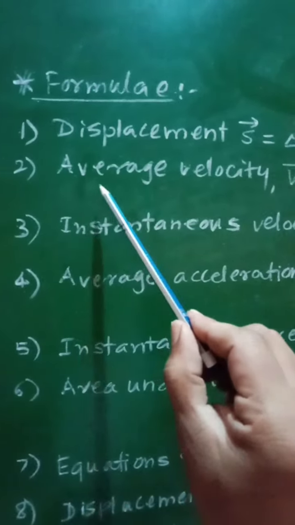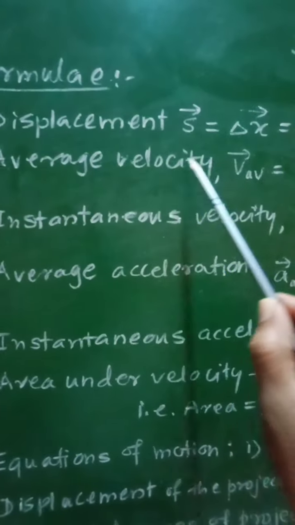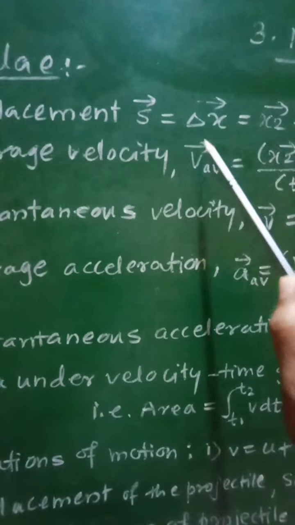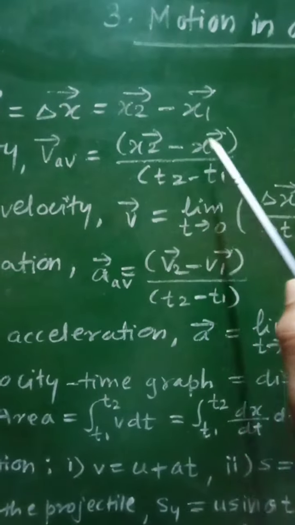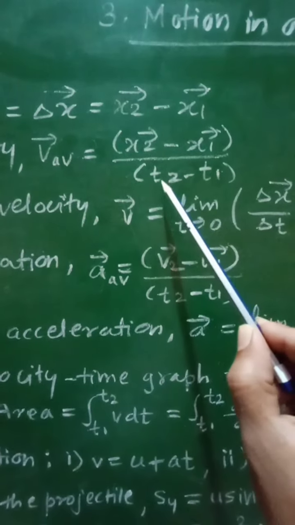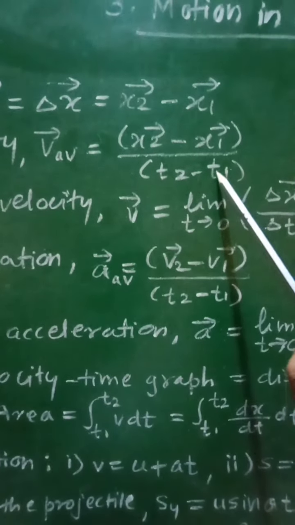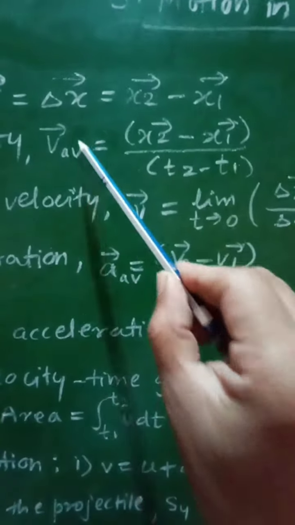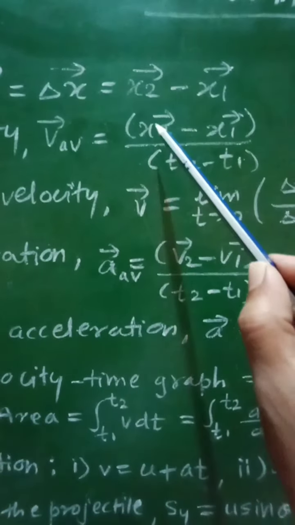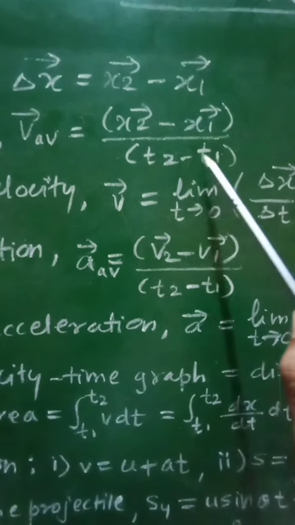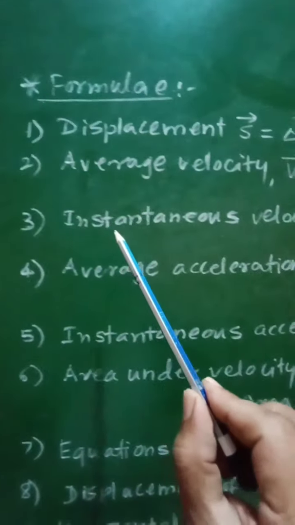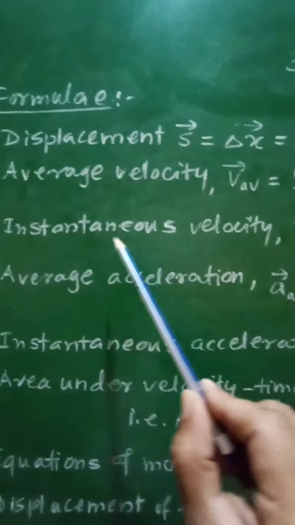Second formula gives average velocity. Vector v average equal to vector x2 minus vector x1 upon t2 minus t1. Then third formula gives instantaneous velocity.